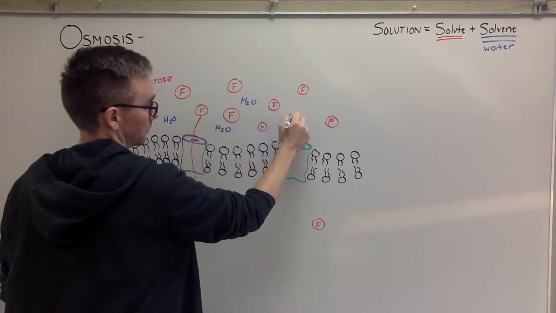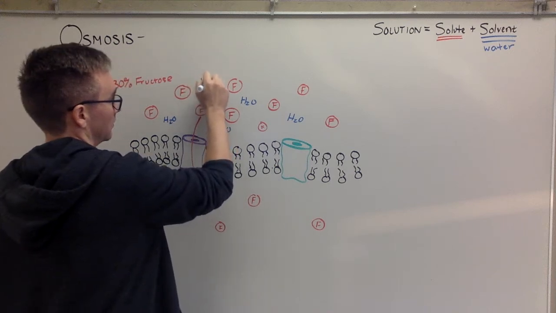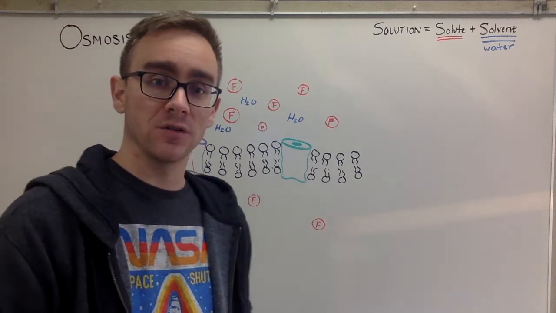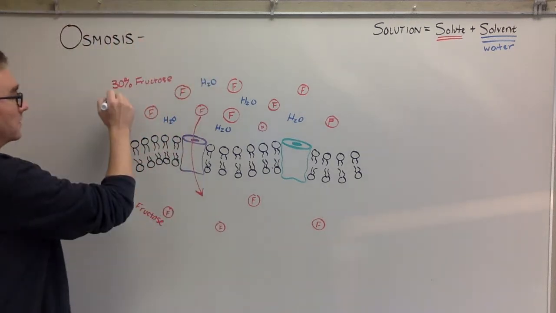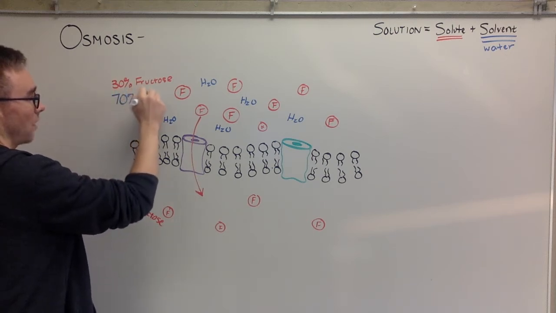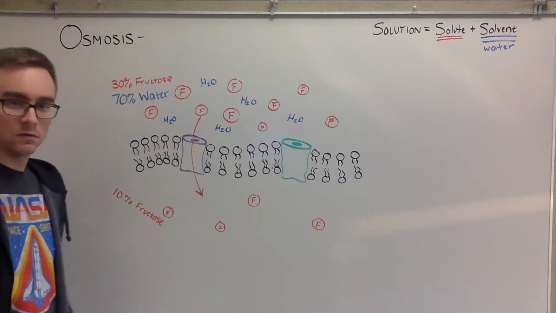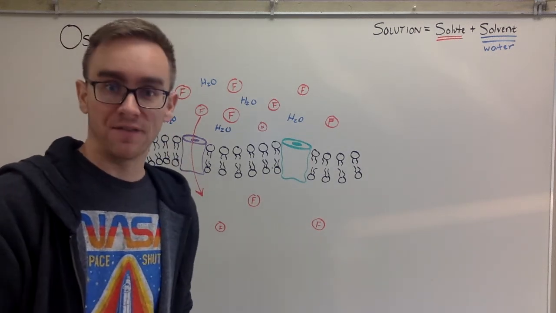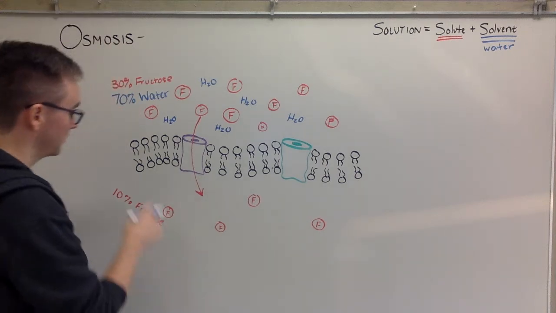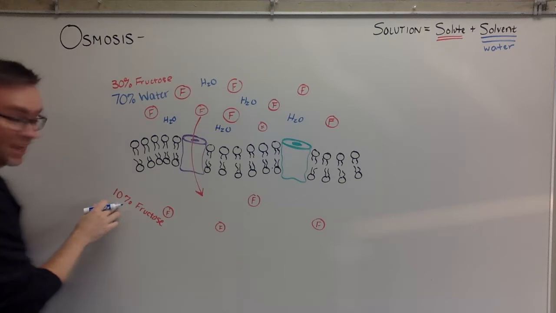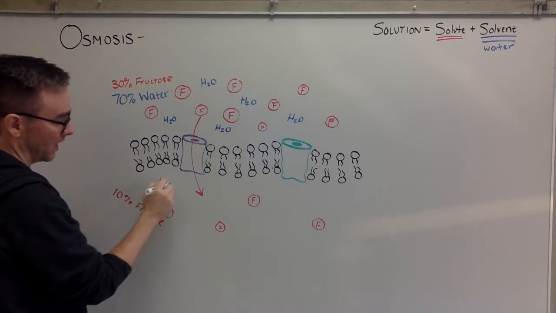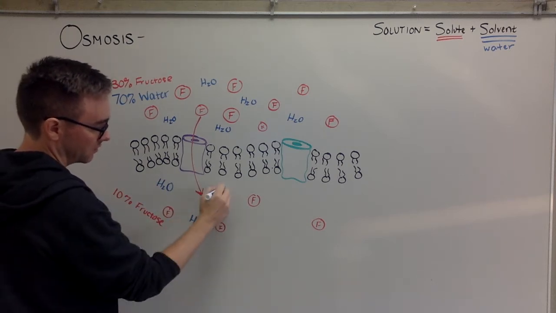H2Os. All right, if this is 30% fructose, that means it must be 70% water. All right, so I'm doing the other half of the solution now. That's what we're talking about here. And if I have down here, because this is 10% fructose, there's not that much solute, but there is going to be a lot more solvent.